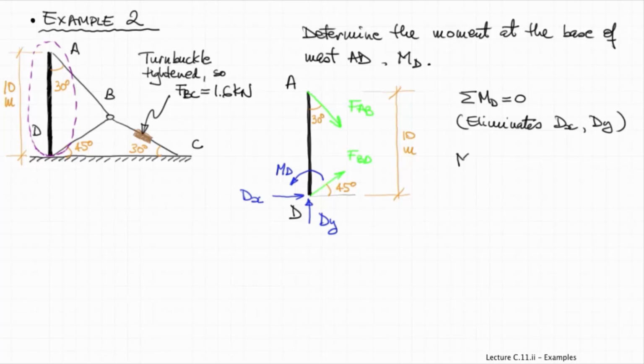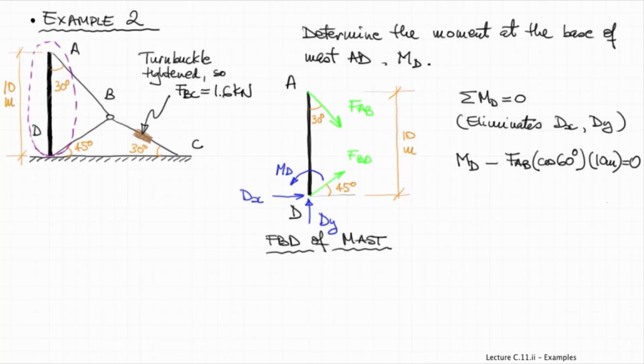In order to solve for MD, the easiest equation to write is the sum of the moments at D, because that will get rid of the other 2 unknowns, Dx, Dy, which we don't have to calculate. They're not required in the question. So if we write this equation, we end up again with an equation having 2 unknowns. So we need to figure out how to solve for FAB, because otherwise we will not be able to solve for MD. So FAB also acts at particle B.